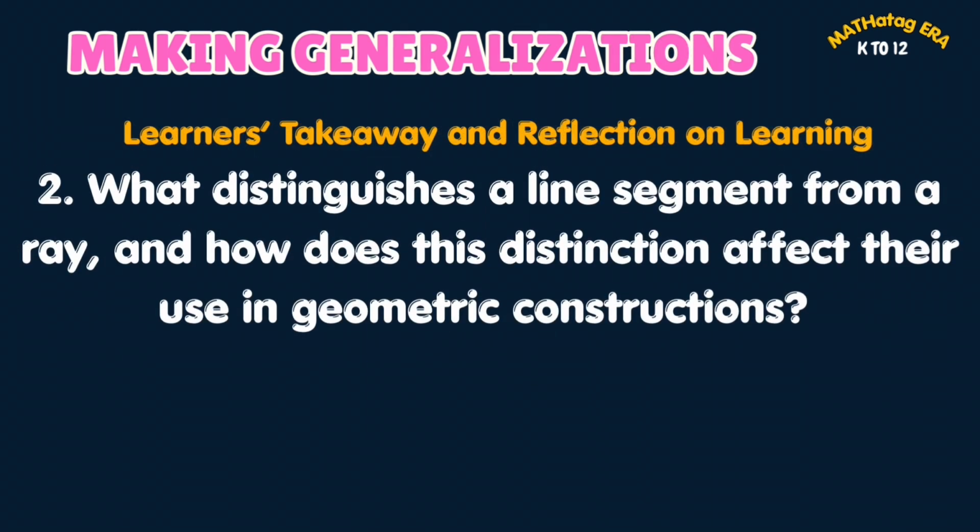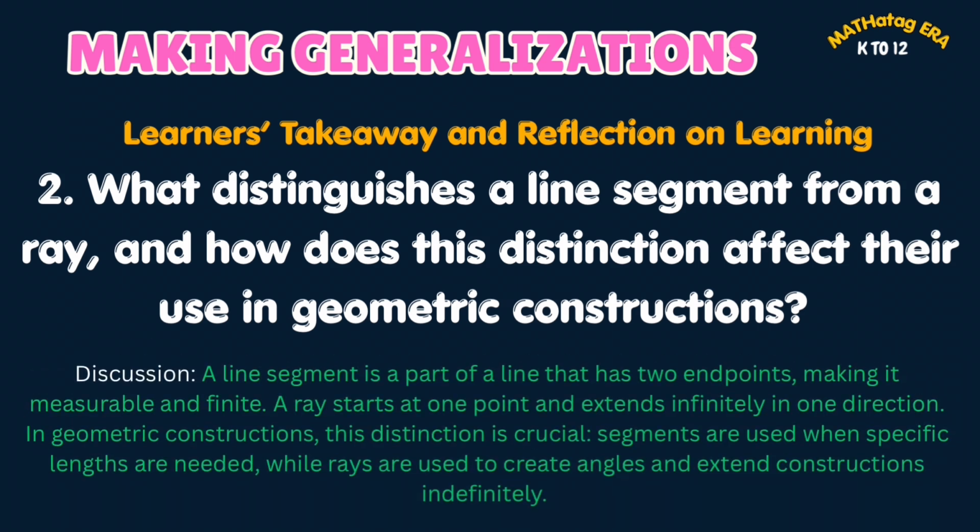Question number 2. What distinguishes a line segment from a ray, and how does this distinction affect their use in geometric construction? Let's compare a line segment and a ray. Although both are parts of a line, they have important differences. A line segment has two endpoints, and because it has definite endpoints, it has a measurable length.